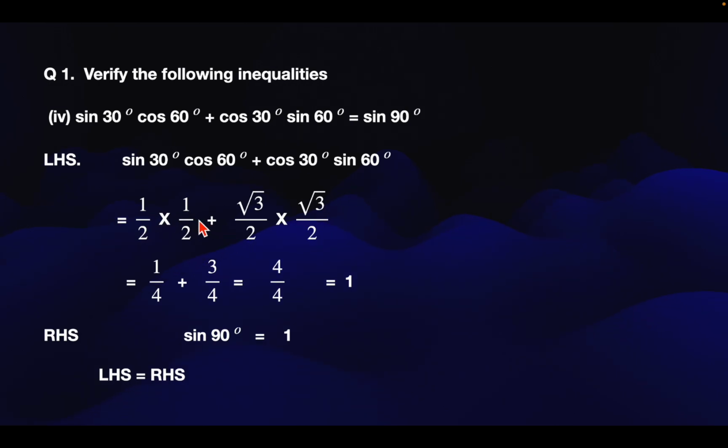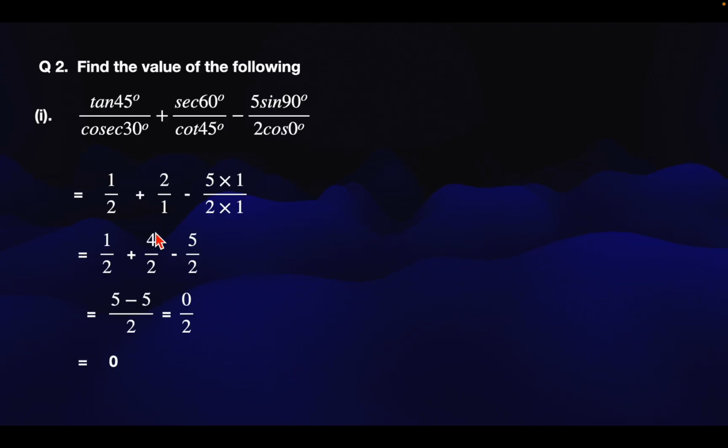Okay, 1 upon 2 into 1 upon 2 is 1 upon 4. Root 3 by 2 into root 3 by 2 is 3 upon 4. Add this, you get 4 upon 4, which is equal to 1. Okay, take the RHS. Sin 90 is equal to 1. Therefore, LHS is equal to RHS.